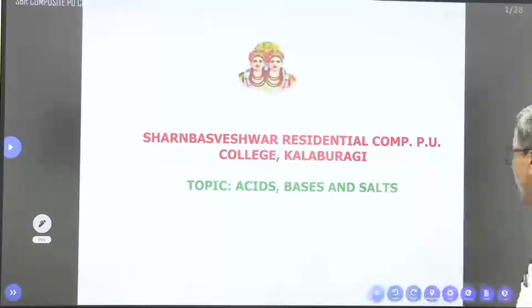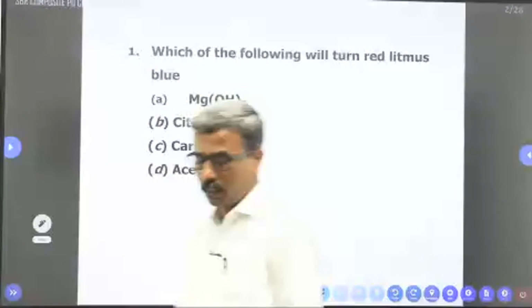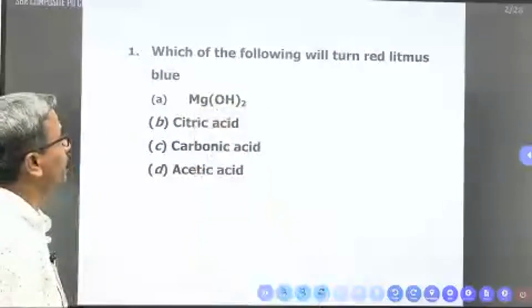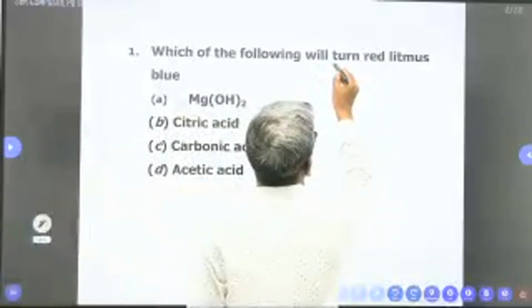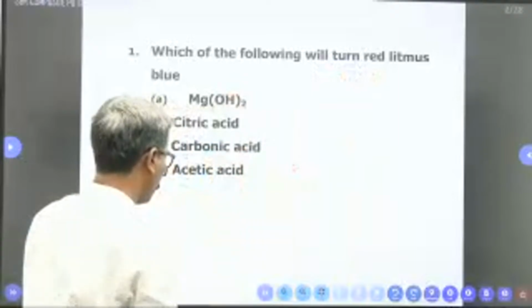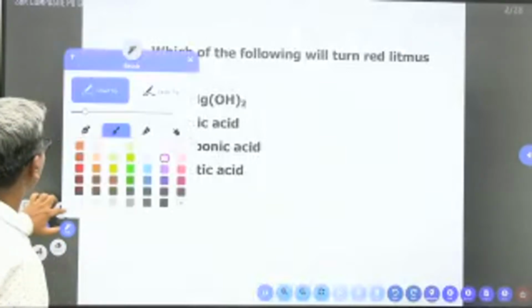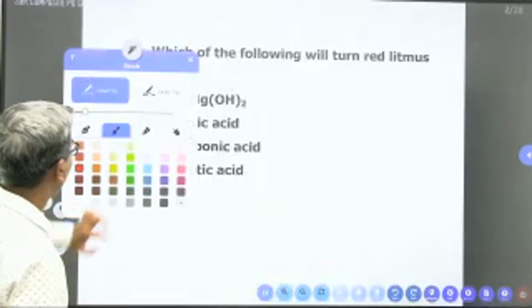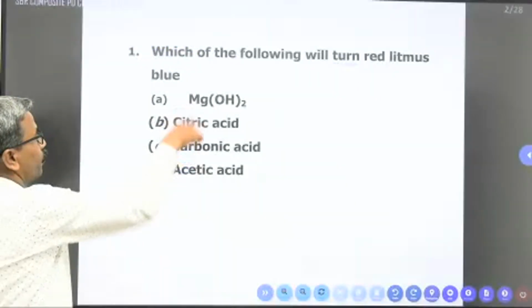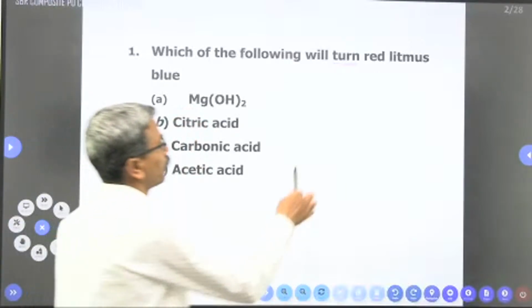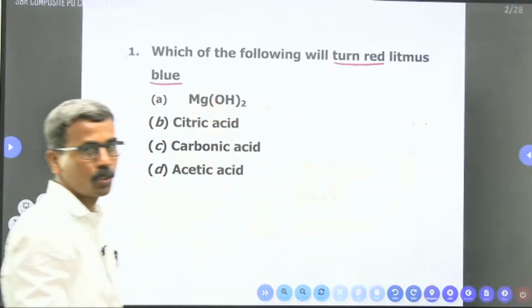That is the first question. The statement of the question is: which of the following will turn, meaning out of these four given compounds, red litmus paper to blue. That is the question statement.